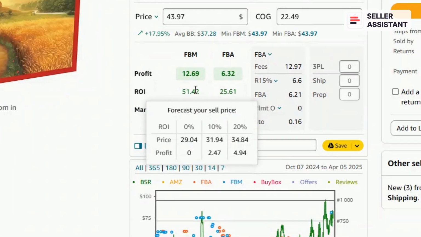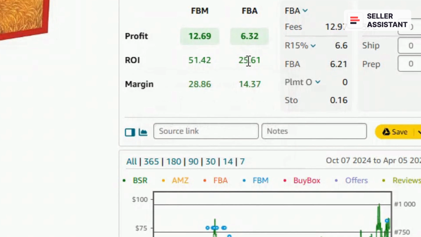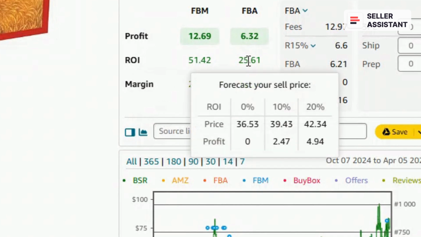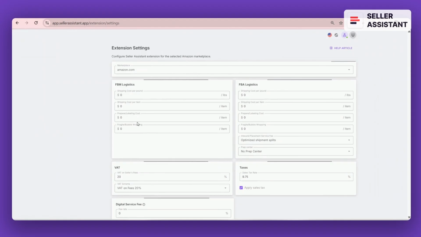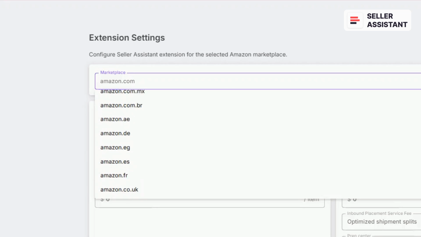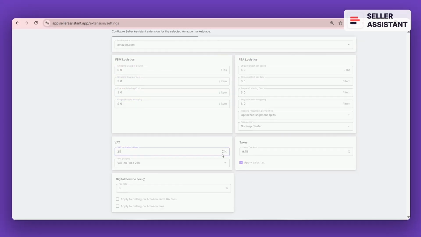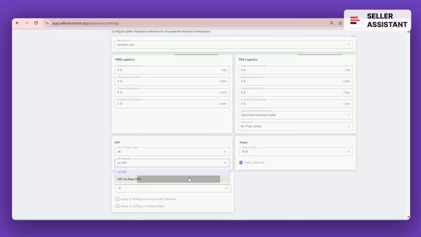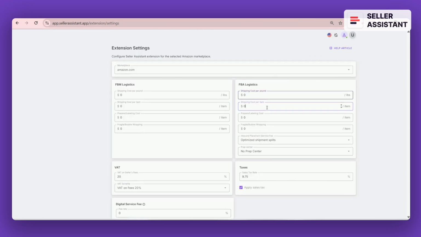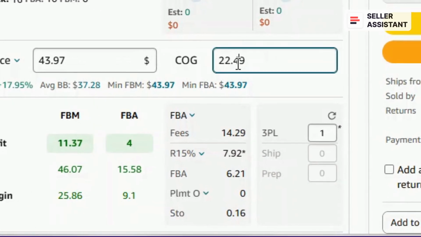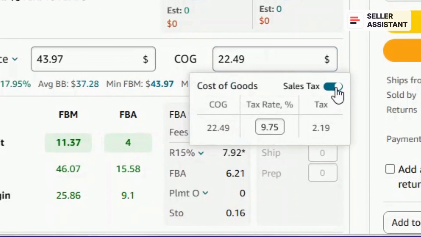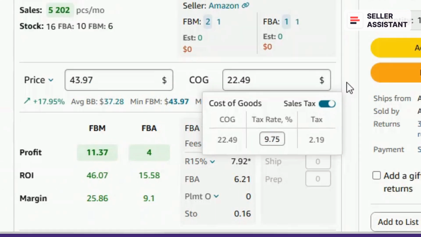When you hover your mouse over the ROI figure, the calculator shows you the selling price with 0, 10, and 20% profit and ROI. You can also calculate sales tax and VAT if applicable. If you want to calculate VAT, you can select your VAT scheme. If you source from retail suppliers, choose COG with VAT, and enter prices from the supplier's website for your calculations. This price typically includes VAT. If you source from a wholesale supplier, choose COG excluding VAT. This price typically excludes VAT.